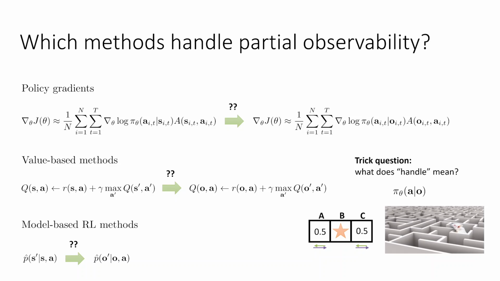We can't hope to do better than that unless we actually change the policy class. For now, we're not changing the policy class. We're just varying the algorithm and trying to replace the states with observations directly. So handle means find the best policy in the class of memoryless policies. Okay, so for this notion of handle, take a moment to think about whether we would get the best policy in the class of memoryless policies with naively replacing states with observations for policy gradients, value-based methods, and model-based RL.